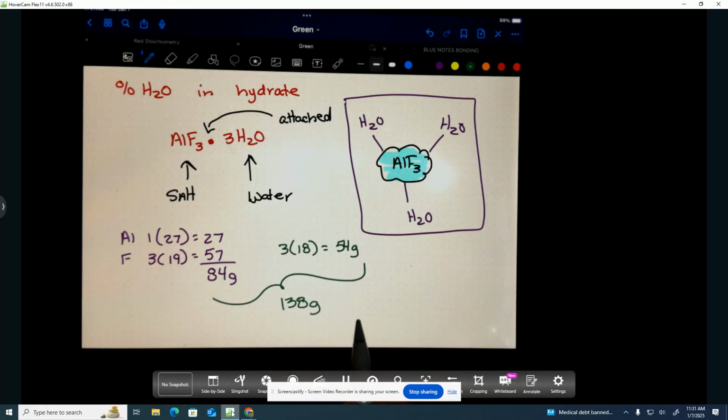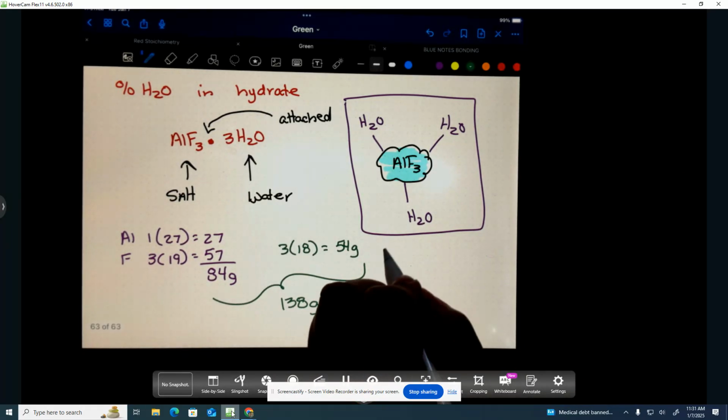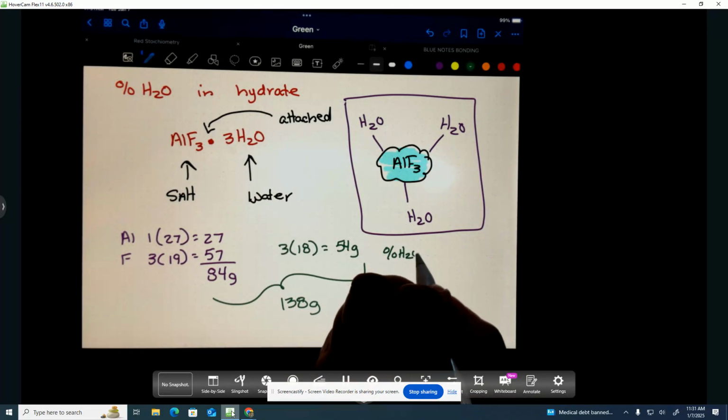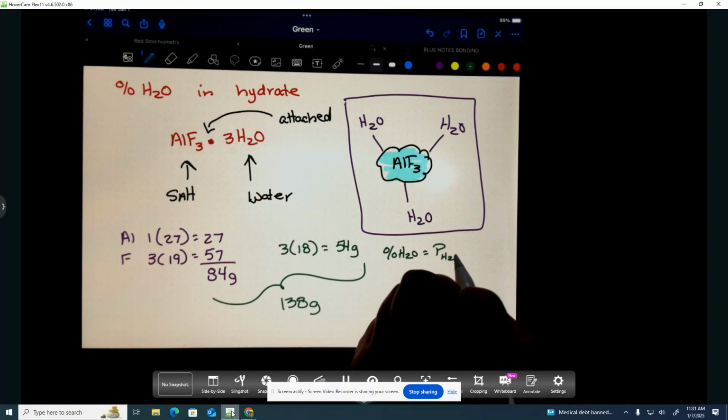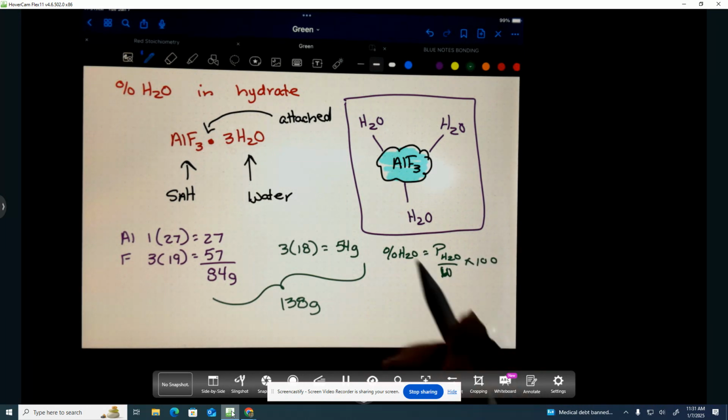And now we can just find the percent of water. So the percent of water is going to equal the part that's water over the whole thing, times 100. The part that's water is the 54 part. The whole thing weighed 138, times 100. I think it's 39% water.